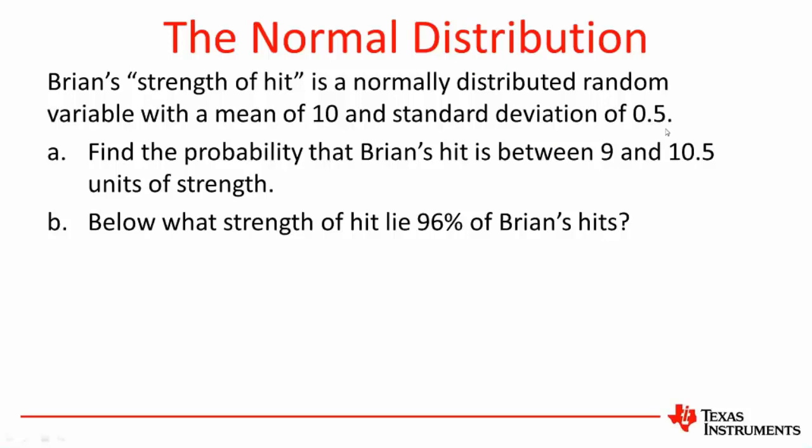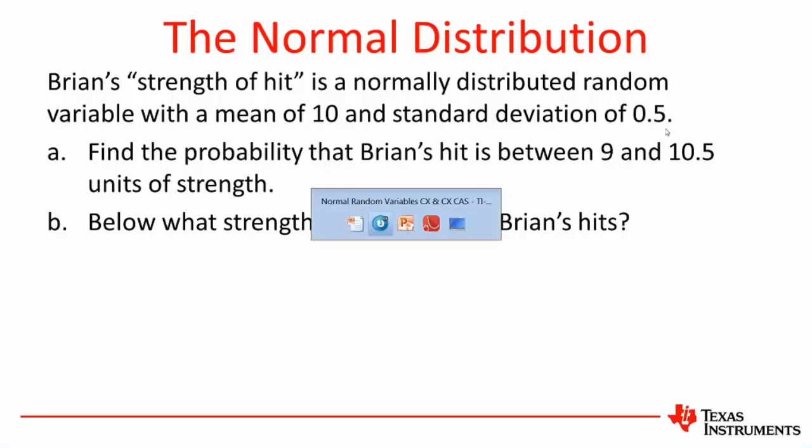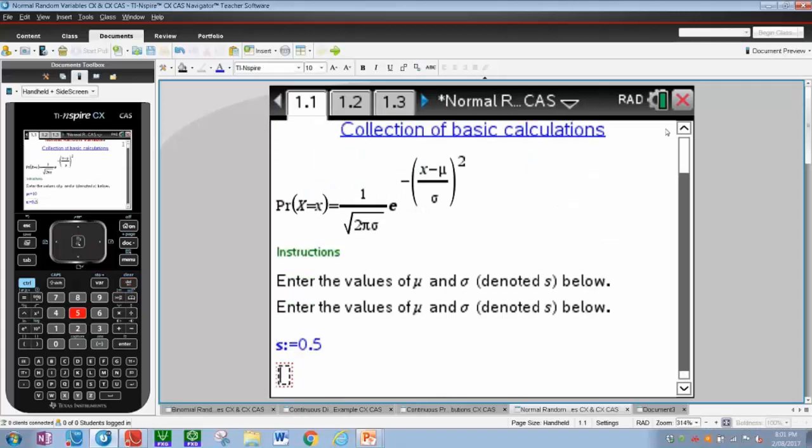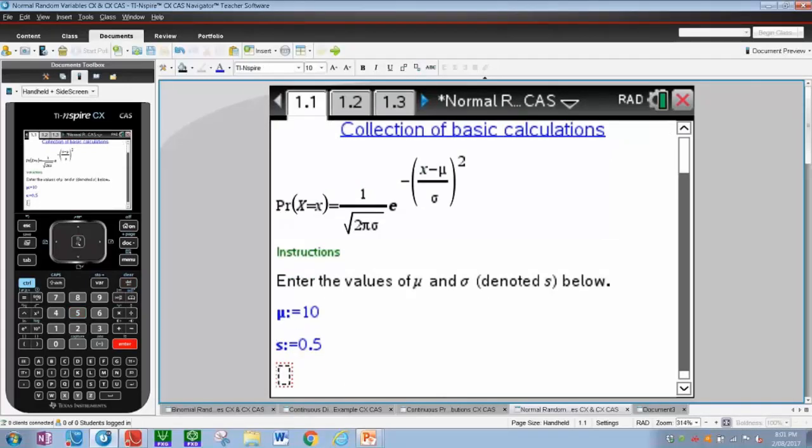So we're now talking about how strong Brian's hits are for his golf swings, which is quite funny there. So I've got the 10 there, I've got the 0.5. That's it. All you have to do is change the 10 and 0.5.